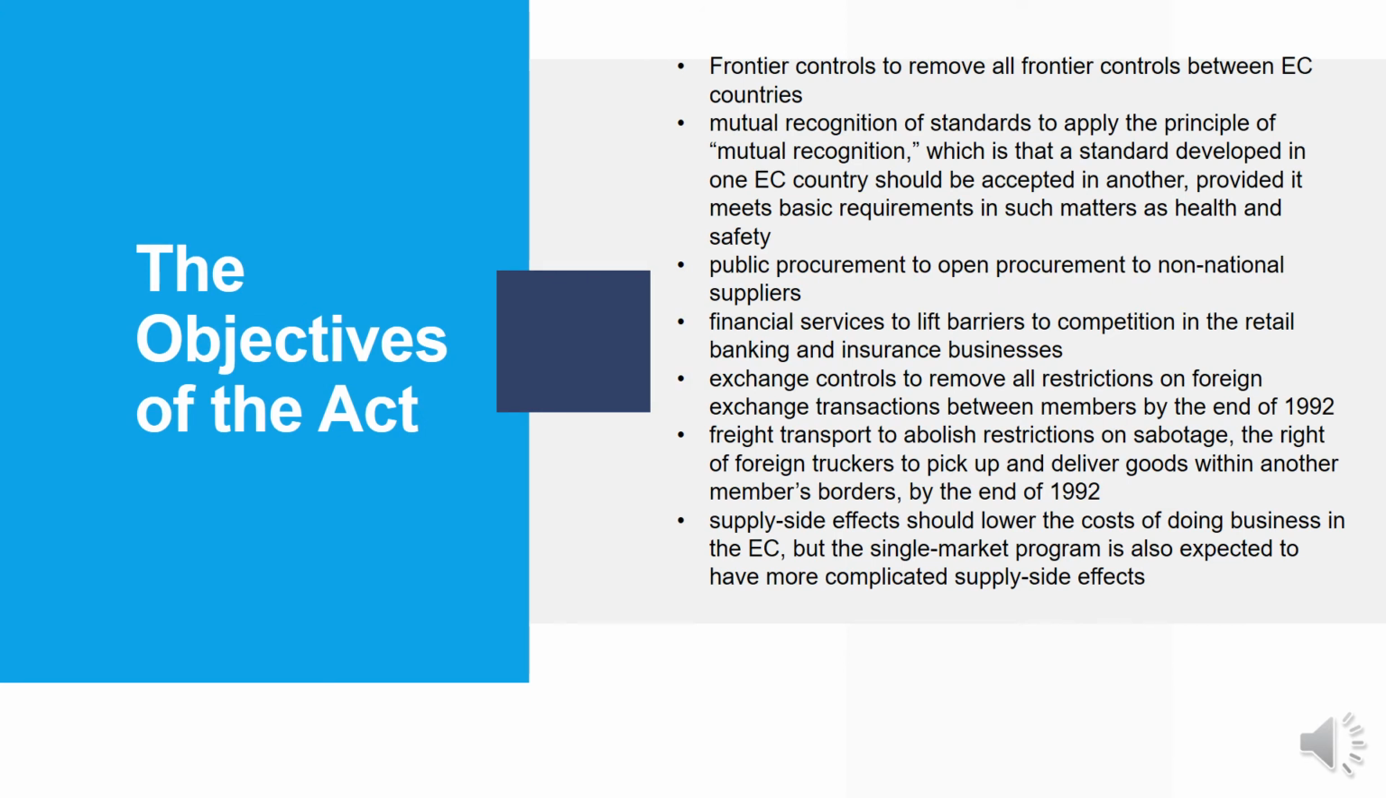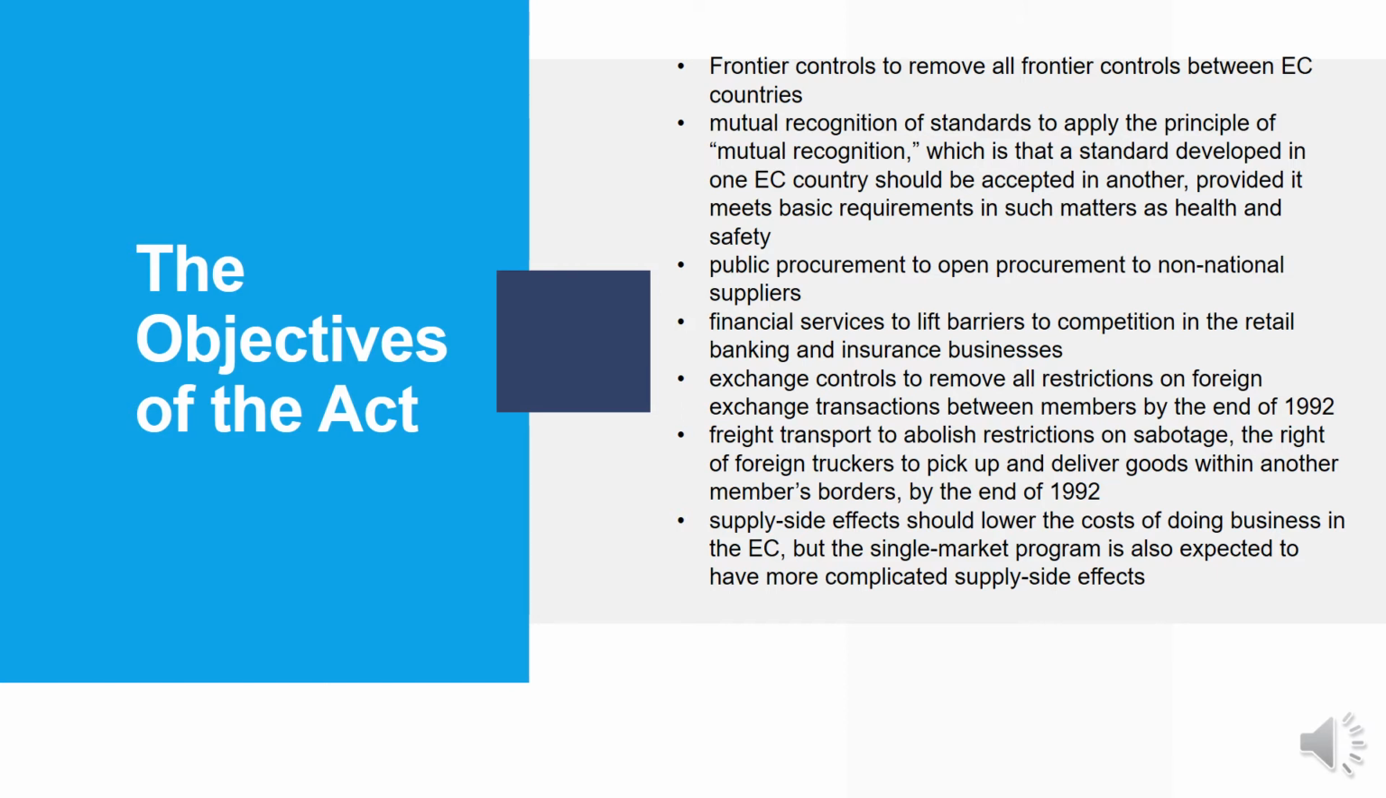Okay, now here we have a lot of objectives of the act. First, frontier control: to remove all the frontier control between EC countries. Mutual recognition of standards: to apply the principle of mutual recognition, which is that a standard developed in one EC country should be accepted in another, provided it meets basic requirements in such matters as health and safety. Public procurement: to open procurement to non-national suppliers. Financial services: to lift barriers to competition in retail banking and insurance businesses. Exchange control: to remove all restrictions on foreign exchange transactions between members by end of 1992. Foreign transportation: to establish restrictions on cabotage, the right of foreign trucks to pick up and deliver goods within another member's borders by end of 1992.